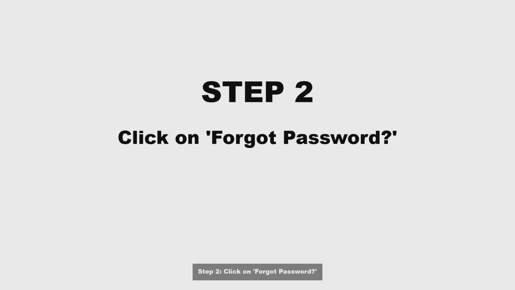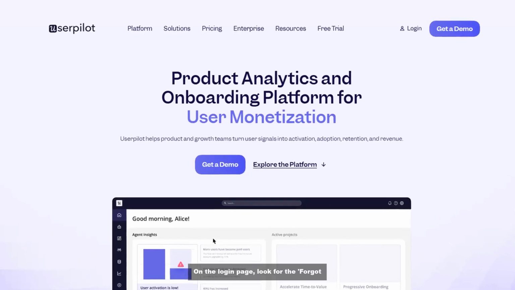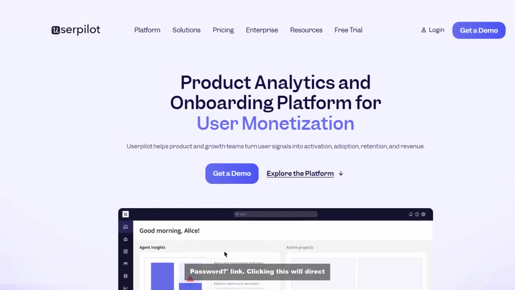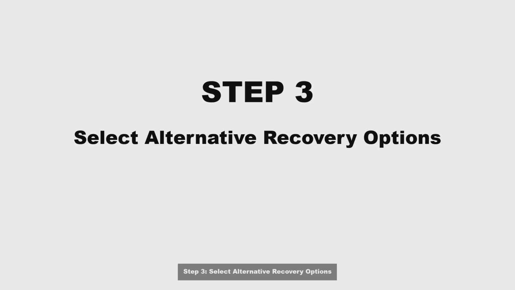Step 2. Click on Forgot Password. On the login page, look for the Forgot Password link. Clicking this will direct you to the password recovery options. Step 3. Select alternative recovery options.